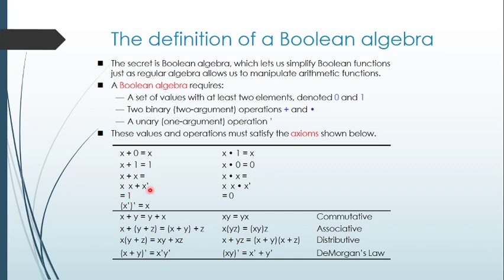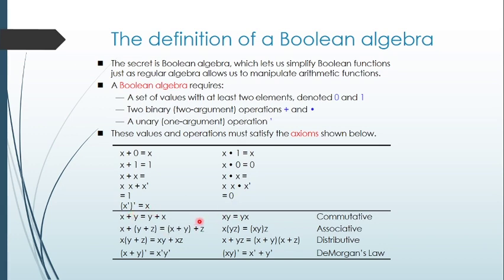x plus x bar, x prime, will be equal to 1, because if x is 1, x prime will be equal to 0, so 1 plus 0 will be equal to 1. If x is 0, then x prime will be 1. So in either case, the result will be 1. And if we are doing the same thing with the AND operation, if x is AND'd with x prime, the result will be equal to 0. Why? Because if x is 1, x prime will be 0. So obviously one of them is 0, which means the result will be 0.